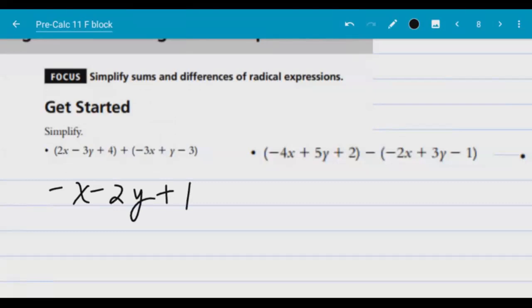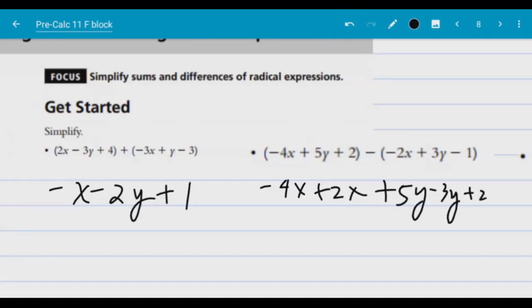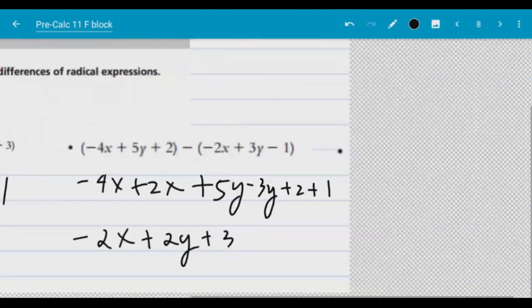So negative 4x minus negative 2x. So this one becomes negative 4x plus 2x, right? So I am doing the distributive property here, and then I'm rearranging them just to be safe. And then what? 5y minus 3y, all right, plus 2 plus 1. Yeah, okay. So now I can simplify negative 2x plus 2y plus 3, all right? Next one.